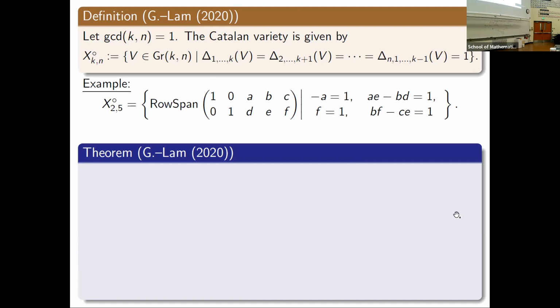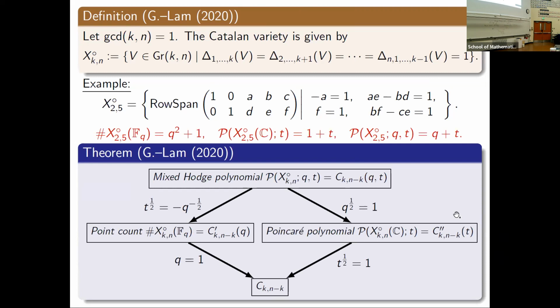The main result of this talk is this theorem here. So you already know what the main result is going to be. The whole diamond, or the mixed Hodge polynomial, is the rational QT Catalan number, and then the point count is given by one q-analog, and the Poincare polynomial is given by the other q-analog, and finally there are no half-integer powers of q and t, so the interesting number is just the rational Catalan number.